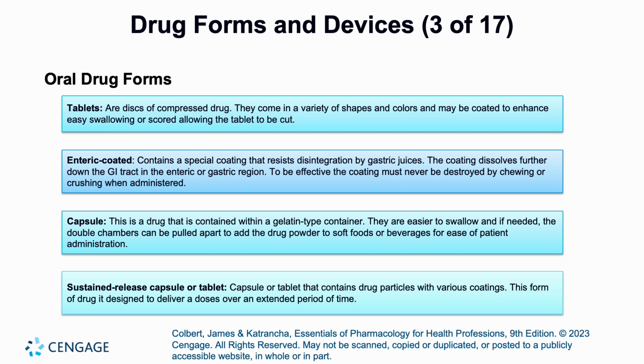Capsule is another oral drug form. A capsule is a drug that is contained within a gelatin-type container. Sometimes they have gelatin-free ones. For vegan patients, you can usually find a gelatin-free option. Capsules are easier to swallow, and if needed, the double chambers can be pulled apart to add the drug powder to soft foods or beverages for ease of patient administration. So it's important to differentiate because capsules can be pulled apart and the contents can be sprinkled onto something like applesauce.